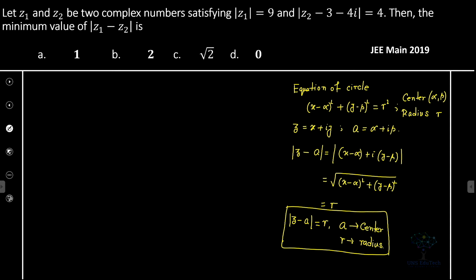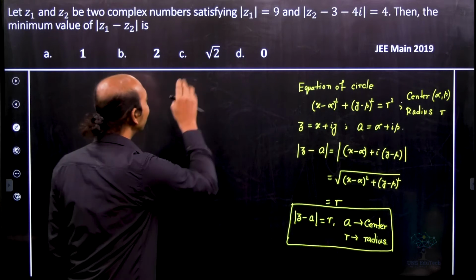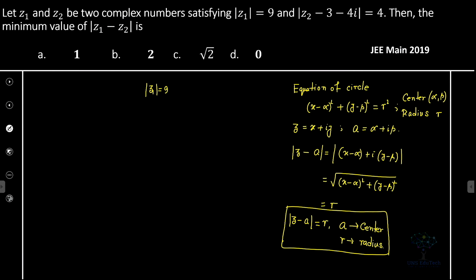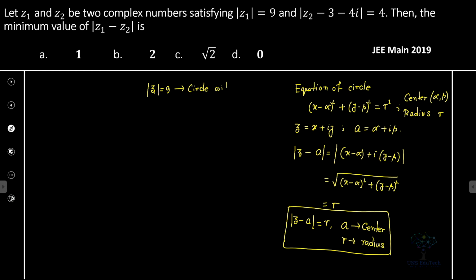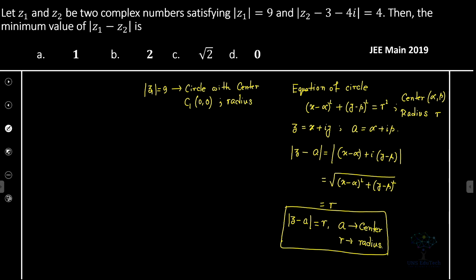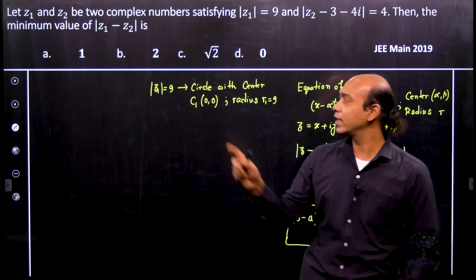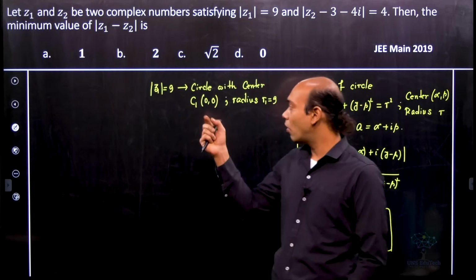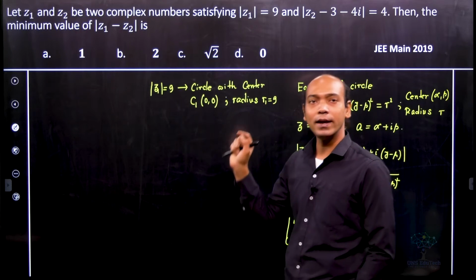So let's go ahead. Here we have two complex numbers, z1 and z2, satisfying the given equations. Mod z1 equal to 9 implies that it's a circle with center (0, 0), so we write center c1 as (0, 0) and radius r1 equal to 9. When I say mod z1 is 9, it means that z1, a complex number, lies on the circumference of the circle with center c1 and radius r1.